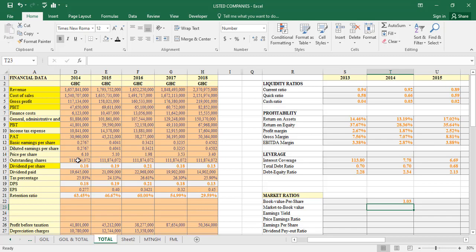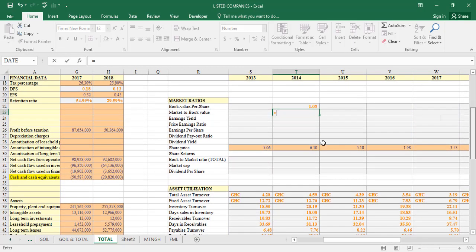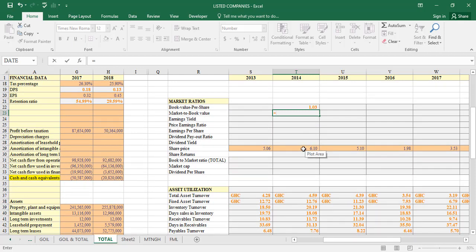Now the market to book value per share looks at the market price per share and the book value per share, comparing the two. I have already taken out the share price from 2014 through to 2018. So this is the market price for 2014, and then we already have the book value per share.